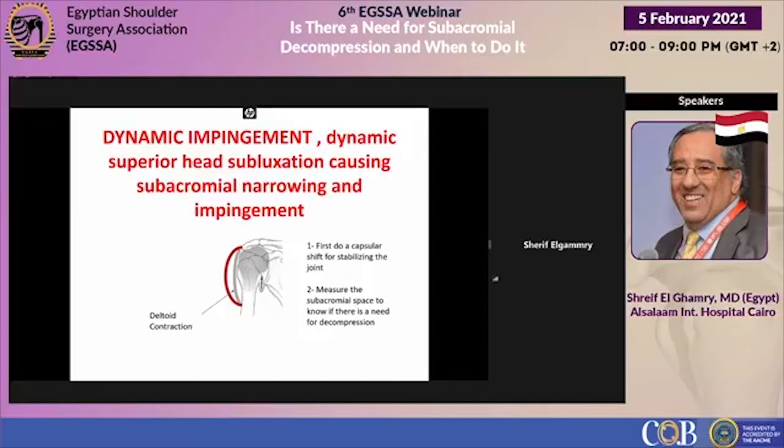Instability impingement: dynamic superior migration due to contraction of the deltoid can cause a narrowing and impingement. Here, treatment is done by first stabilizing the glenohumeral joint through the inferior capsular shift or other similar arthroscopic procedures, followed by measuring the subacromial space to do a decompression anterior acromioplasty if needed.